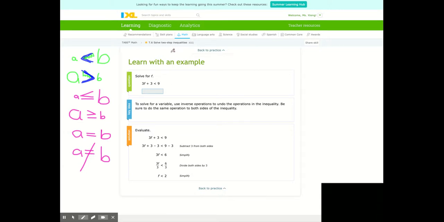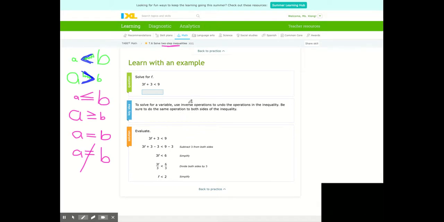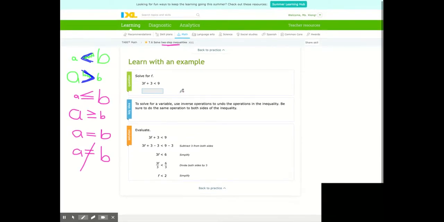All right, so this time we have two steps. That means we're not just going to be adding once. We're not just going to be dividing once. We're going to have to do it twice, and it might be two different operations. But we're still basically doing the same thing. This is all algebra. So I have to solve for f. I have 3f plus 3 is less than 9.